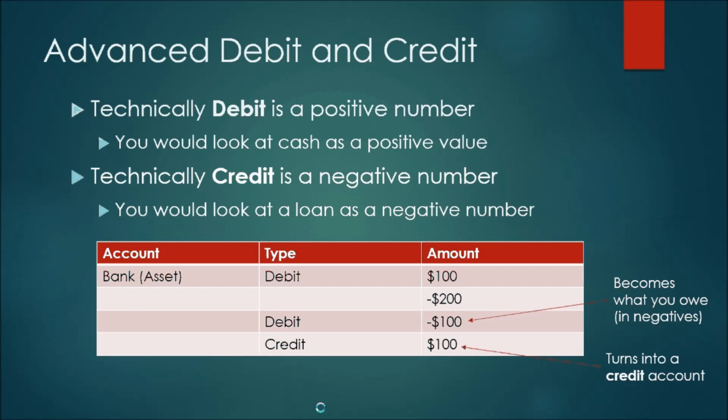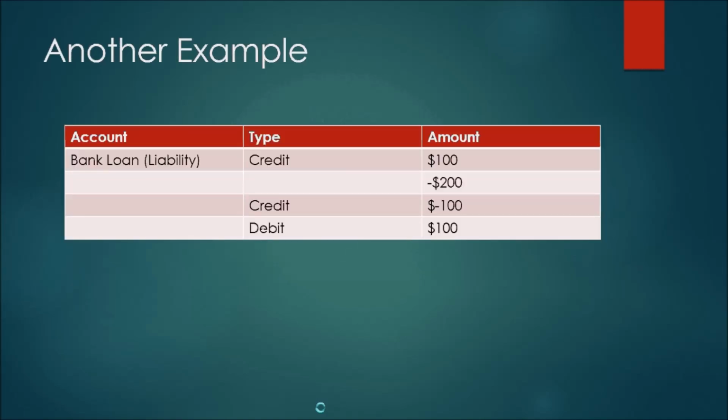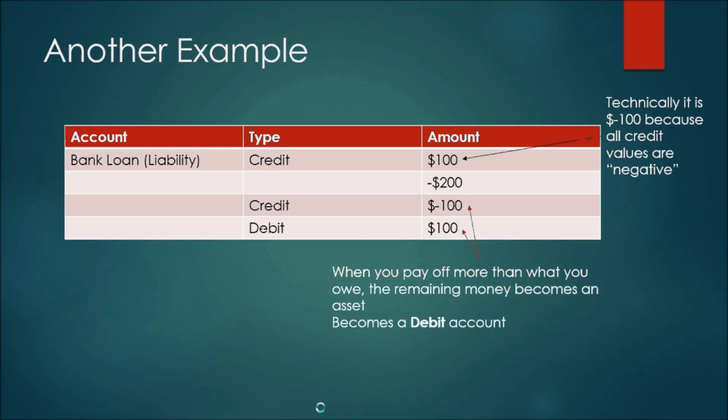Same thing on the credit side. If I had a liability, if I owe the bank $100 and I were to pay it off, technically, because credit values are technically negative, the number is actually negative 100. It's just that by saying credit, you're basically saying negative 100. And say I were to pay $200 into this account, my credit becomes negative $100. And because when you pay off more than what you owe, the remaining money becomes an asset, my bank loan is now a debit account. I have $100 of an asset because I paid off my $100 loan and I have $100 left over, so that's an asset.